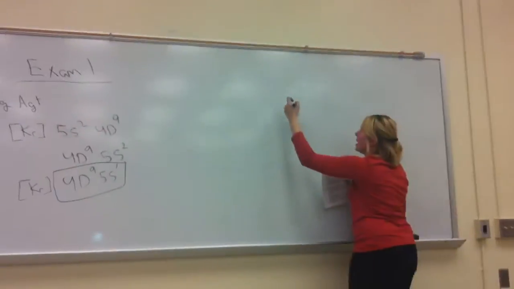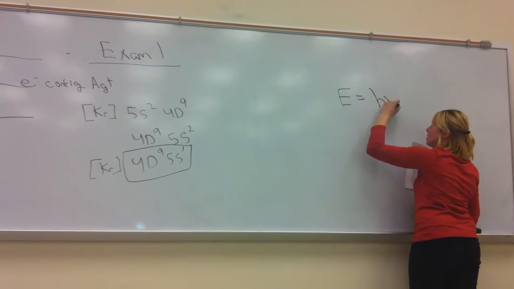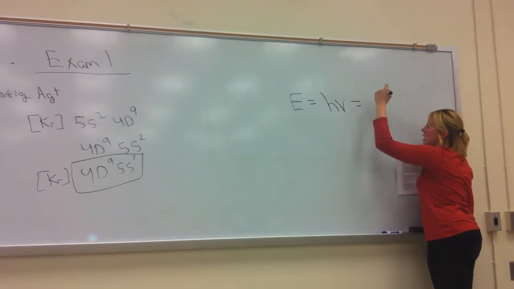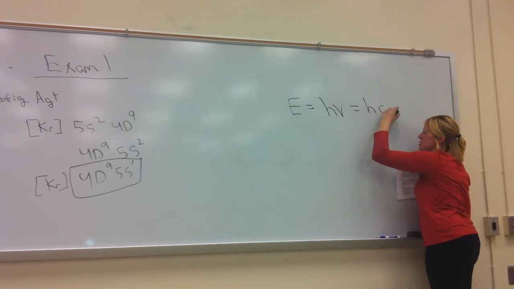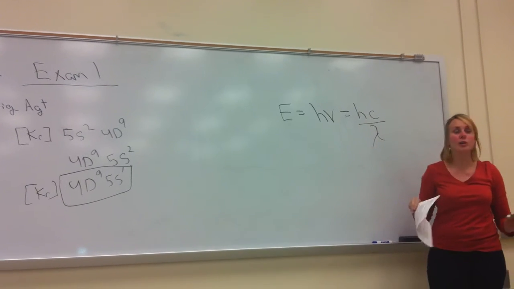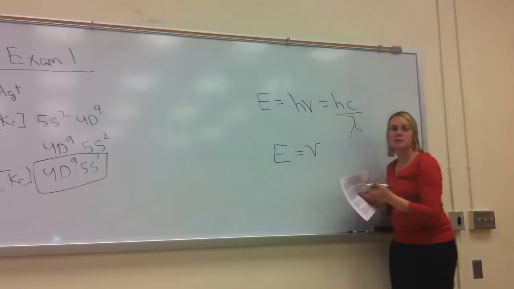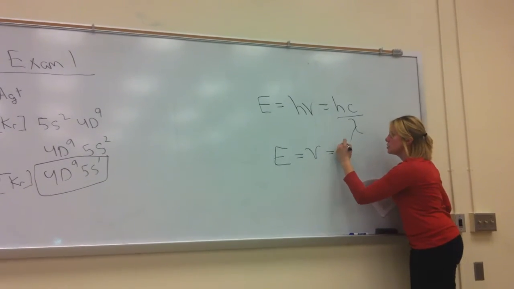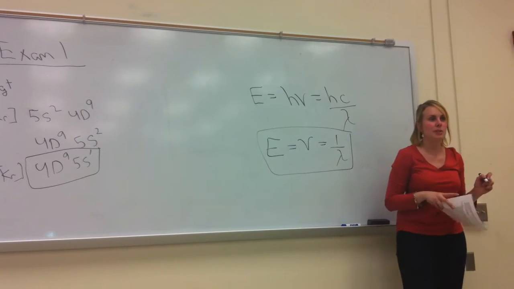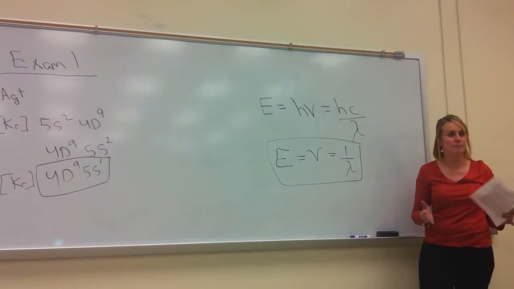Alright, so you need to remember that energy equals Planck's constant times frequency, which equals Planck's constant times the speed of light over wavelength. Okay? A lot of mumbo jumbo. All you really need to know is energy is related to frequency by some constant, which is related to 1 over wavelength. That's what you really need to know for this class. Energy equals frequency, which equals 1 over wavelength.